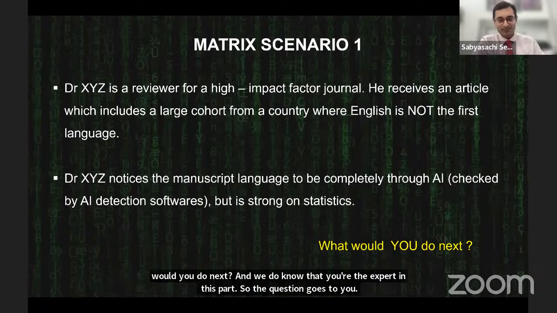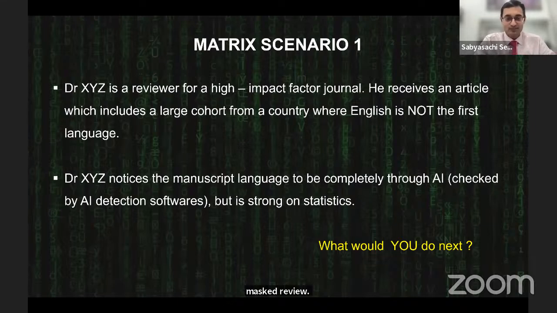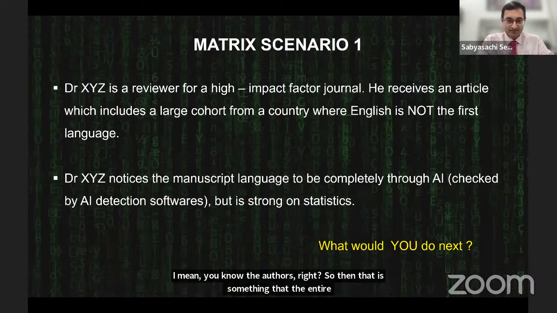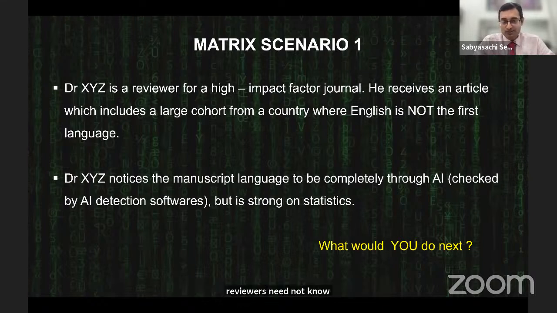Well, I don't know whether I'm the expert, but I know a little bit about statistics. First and foremost, it appears that major high impact factor journals don't have a blinded or masked review, and therefore the reviewer knows these are authors from a non-English-speaking country. That is something the entire editorial community needs to take a look at, where it's important to have blinded or masked reviews. There are pros and cons, but overall, if the editor knows it, it's good enough. I think the reviewers need not know where the paper is coming from, and so this might actually be negated.